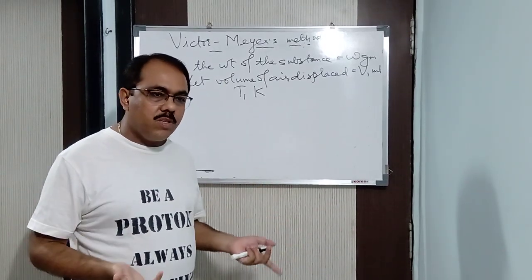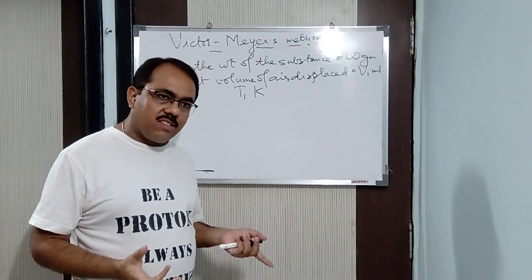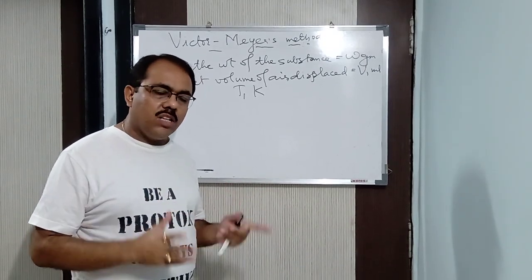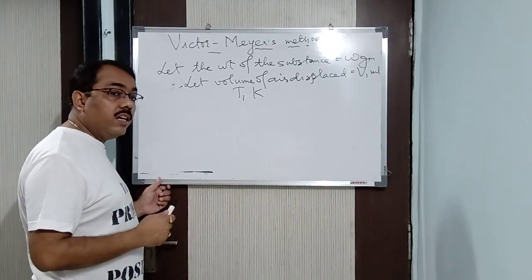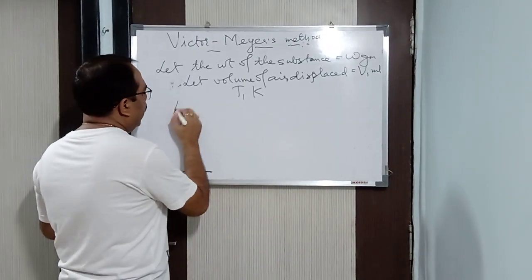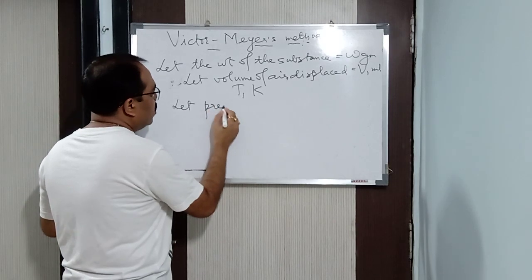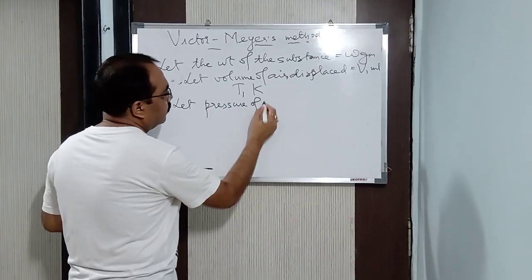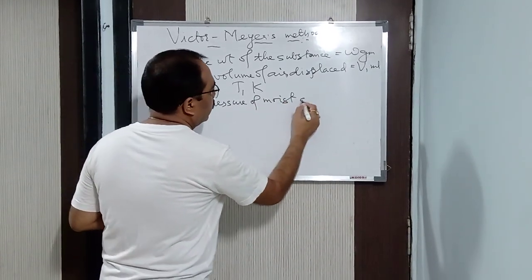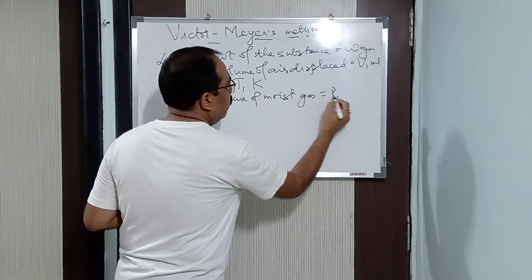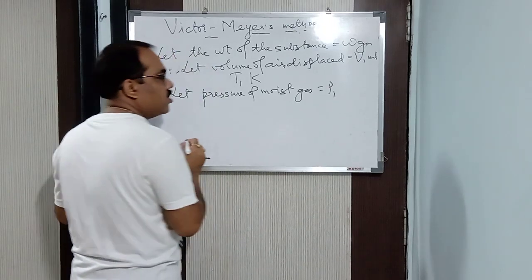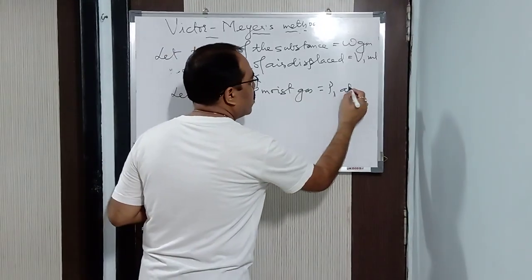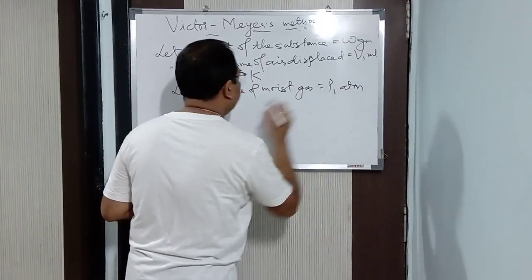For that particular purpose, remember that when you apply the gas laws, it is a gas law, so the gas has to be in the dry state. So how will you convert it to the dry state? Now let us say the pressure of the moist gas is P1 atm. Pressure is measured in atm.